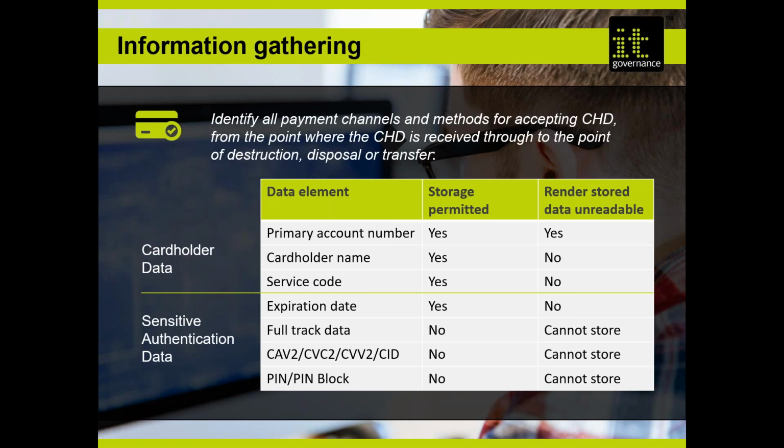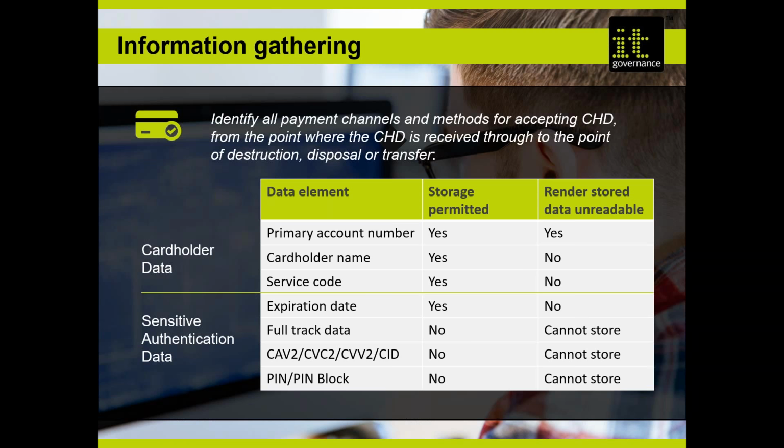Then we come on to sensitive authentication data, and that is all of the data that is used for the approval, the settlement, and the clearing of data. And they're generally the pieces of information that appear on the back of the card, such as the CVV2, the full magnetic track data for the swipe, and the PIN information in your head when you're using the card.